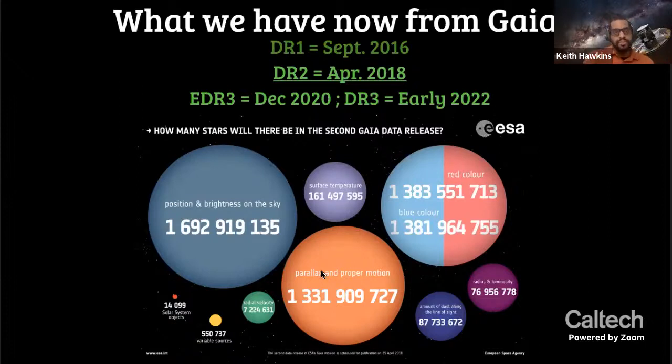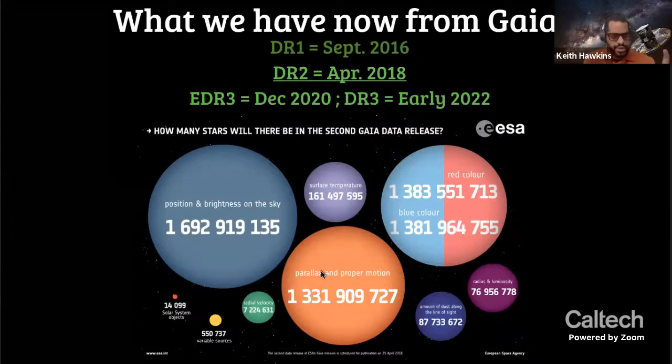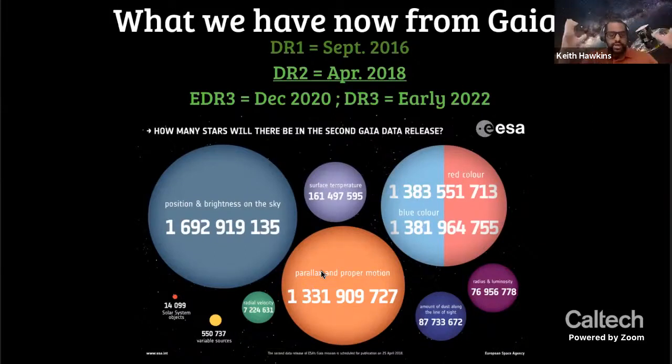And one of the awesome things about Gaia is the next data release, the early DR3, will actually be released December 3rd, 2020. So, mark your calendars for that. And the actual big DR3 release will be early 2022.